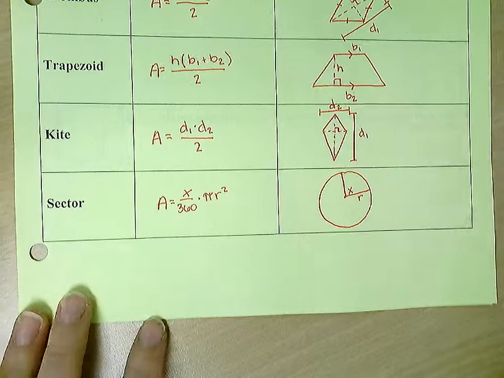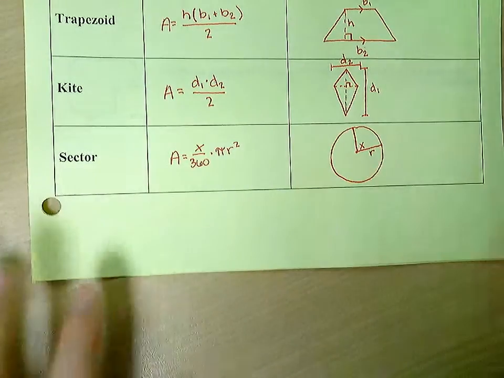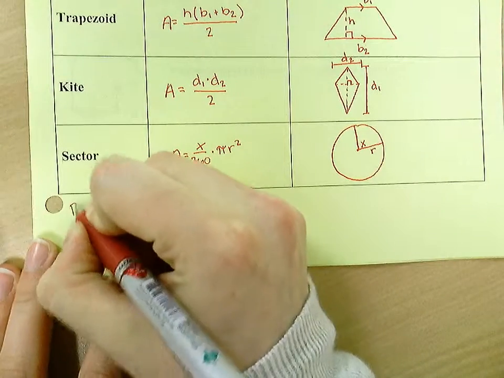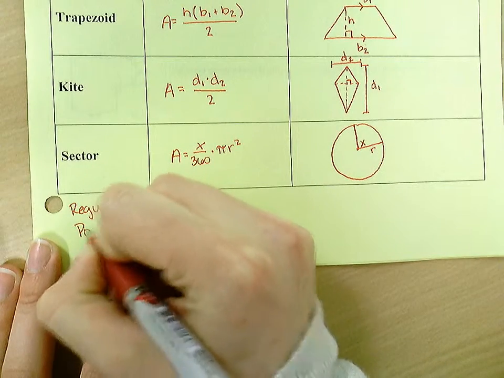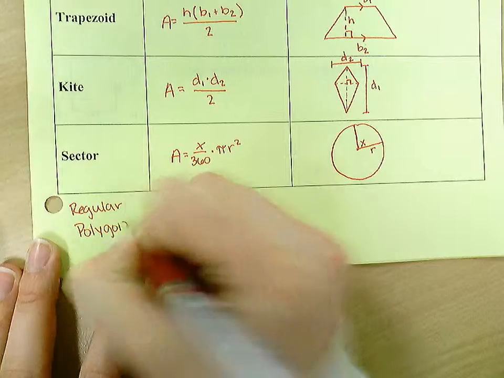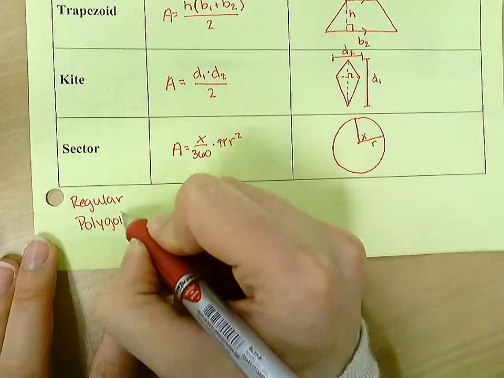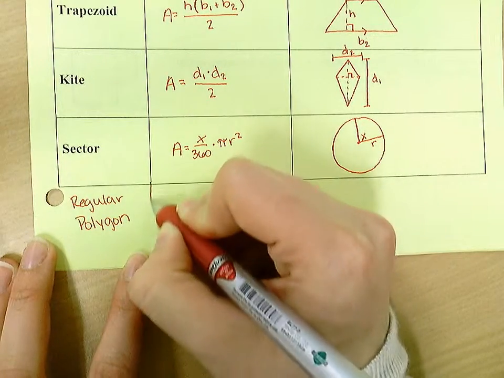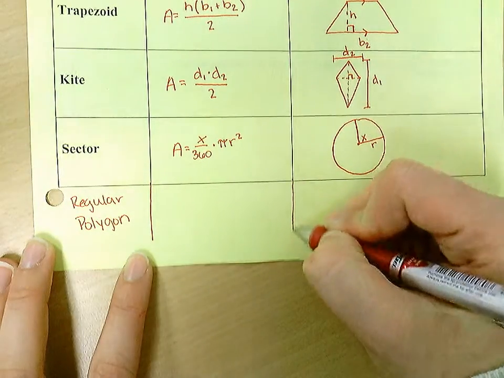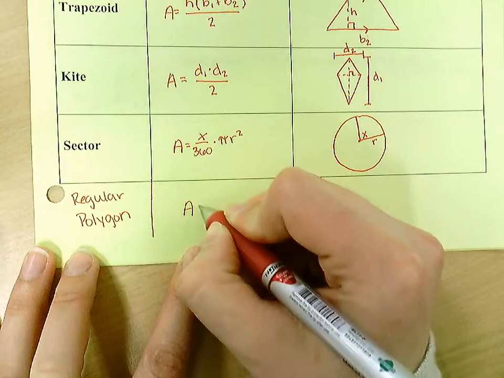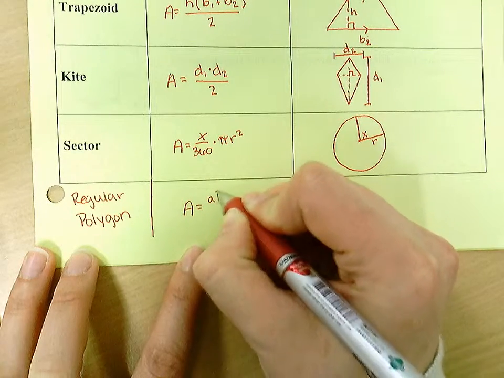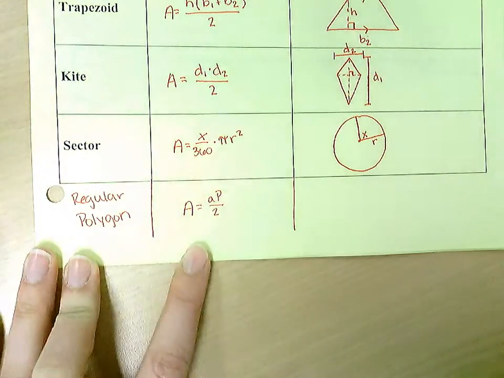The last one we went over, I know it's not on here, I'm going to add it in, is a regular polygon. That area formula is apothem times perimeter divided by 2.